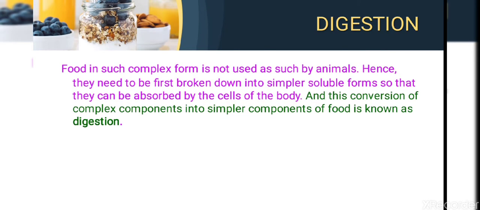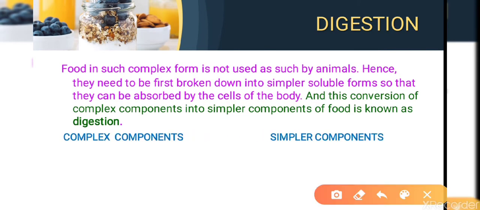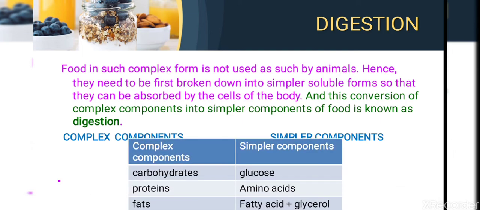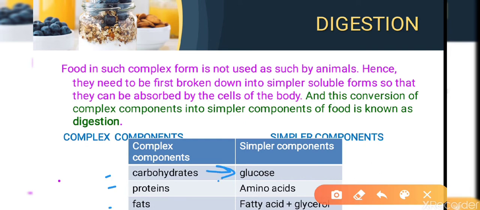Let us talk about digestion. Digestion is the breaking down of complex components into simpler components. Now, what are these complex components? Complex components of food are those which are not absorbed by the body directly, like carbohydrates, proteins and fats. During the process of digestion, the carbohydrates are converted into glucose, proteins are converted into amino acids, while fats are converted into fatty acid and glycerol.